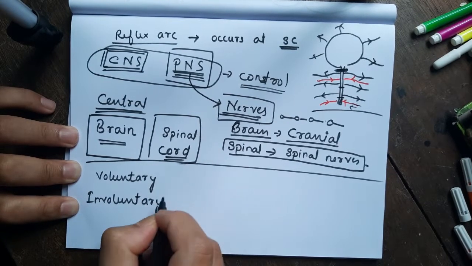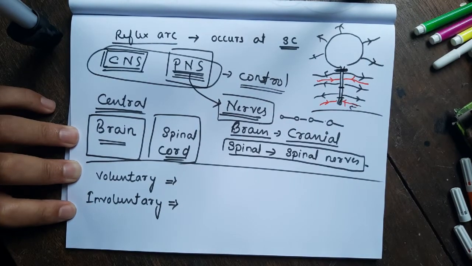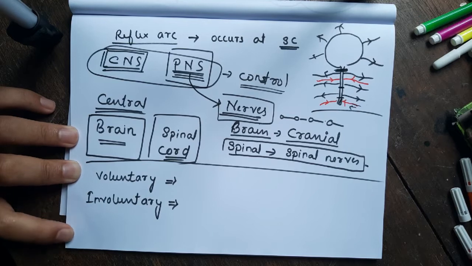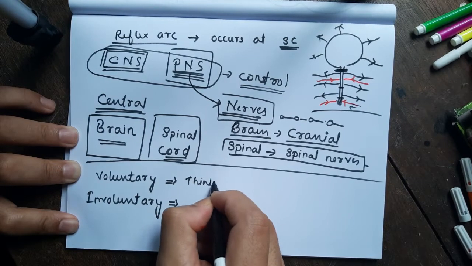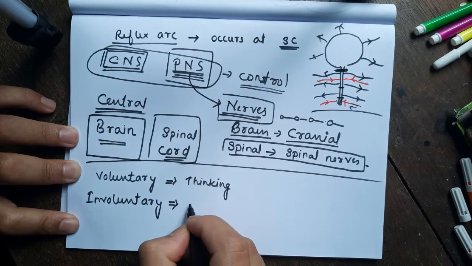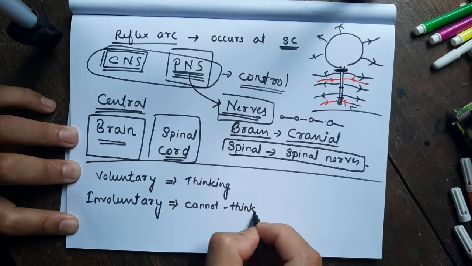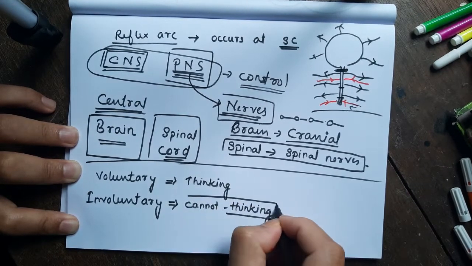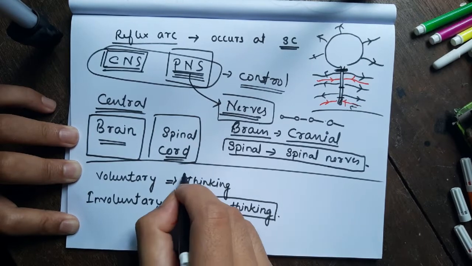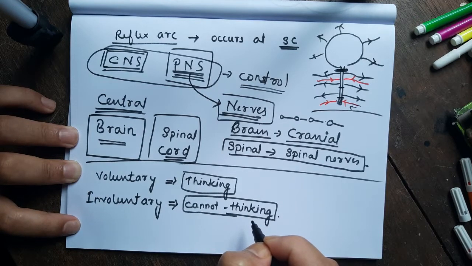You already got this in class 9: voluntary muscles, involuntary muscles in our muscular tissue. I hope you remember it. If you don't remember it, let us do a small revision. Voluntary is something which we can control by thinking. Involuntary is something which we cannot control by thinking, or that happens unconsciously. See, here I am not saying control by the brain. I am saying control by thinking. I hope you got it.